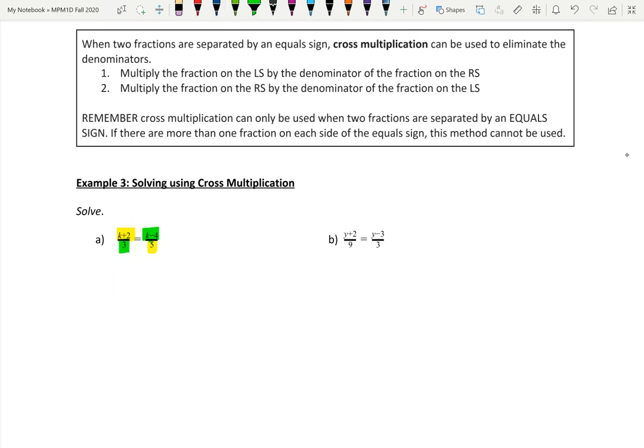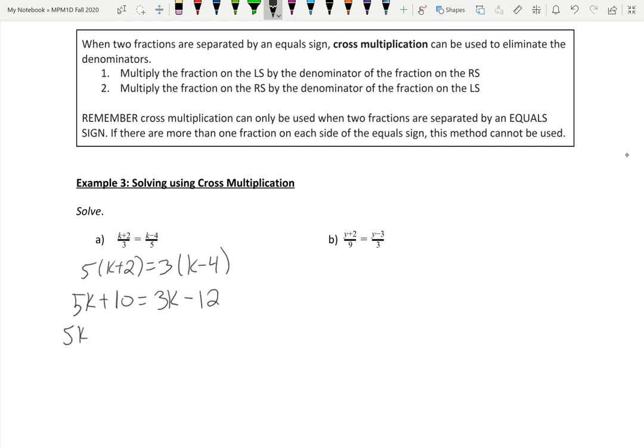Let me rewrite this now without all this highlight. So 5 times k plus 2, 3 times k minus 4. 5k plus 10 is equal to 3k minus 12. 5k minus 3k is equal to negative 12 minus 10. 2k is equal to negative 22. k is equal to negative 22 over 2. k is equal to negative 11.